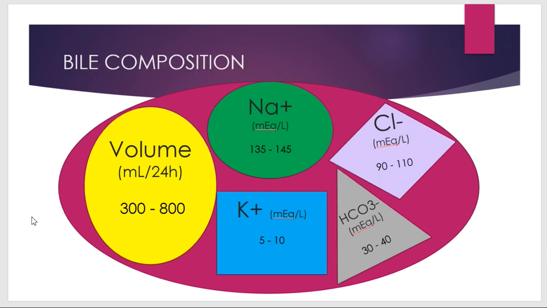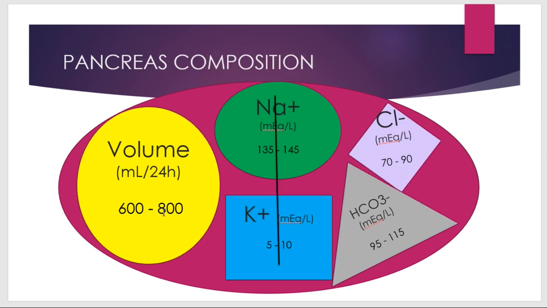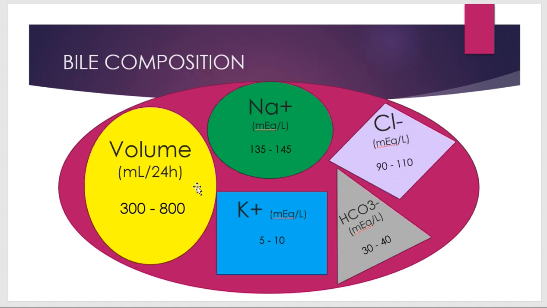Yes, am I right? Okay, slightly increased in the second slide. So pancreas, the volume is slightly more. The pancreatic secretion, the volume is slightly more as compared to bile: 600 to 800, so the average comes around 700 ml. Whereas in the previous slide, it was 300 to 800, the average is somewhere around 550 ml per 24 hours. So slightly increased volume of pancreatic secretion if we are doing the differential study of these secretions.